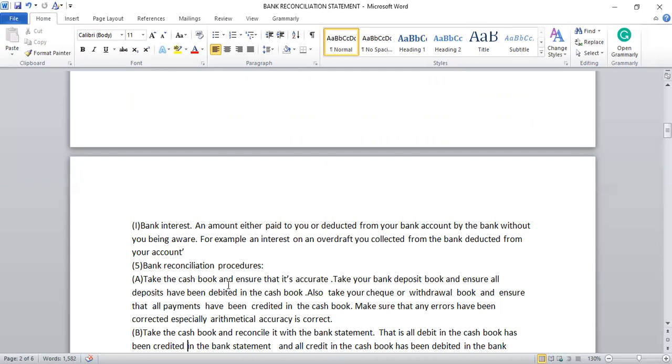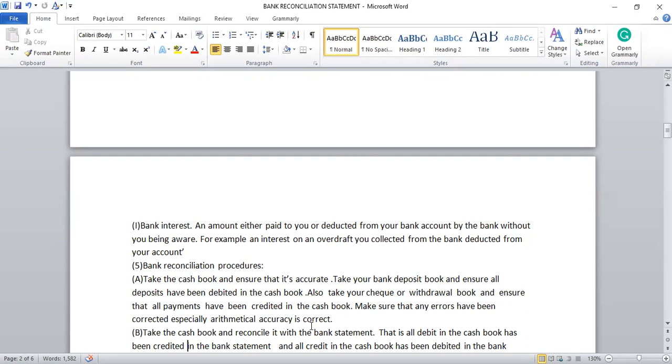A, take the cash book and ensure that it's accurate. Take your bank deposit book and ensure all deposits have been debited in the cash book. Also, take your check or withdrawal book and ensure that all payments have been credited in the cash book. Make sure that any errors have been corrected, especially that arithmetical accuracy is correct. So the first thing that the accountant should do is make sure that the cash book is correct.